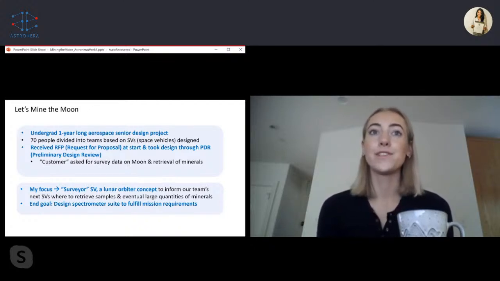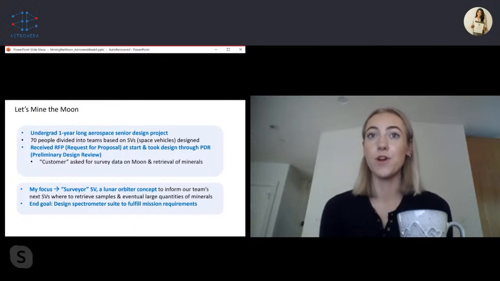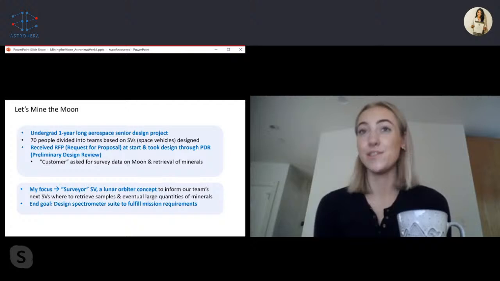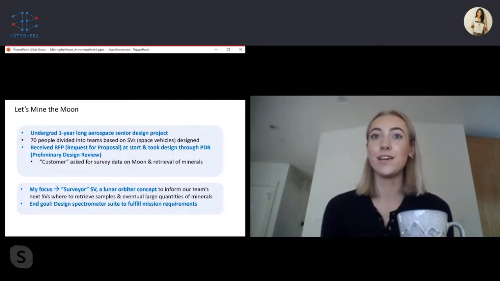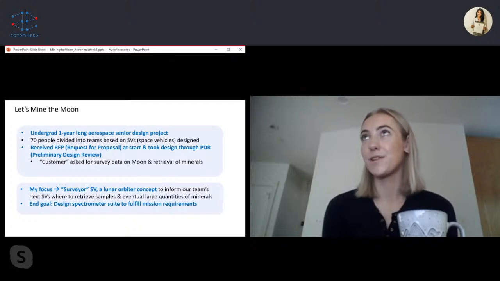So this Surveyor spacecraft that I worked on the concept for was a lunar orbiter concept to give information to the next space vehicles that would go and physically dig into the moon, both prospect parts of the moon to see what minerals were there, and eventually mine and retrieve the minerals and bring them back to Earth.